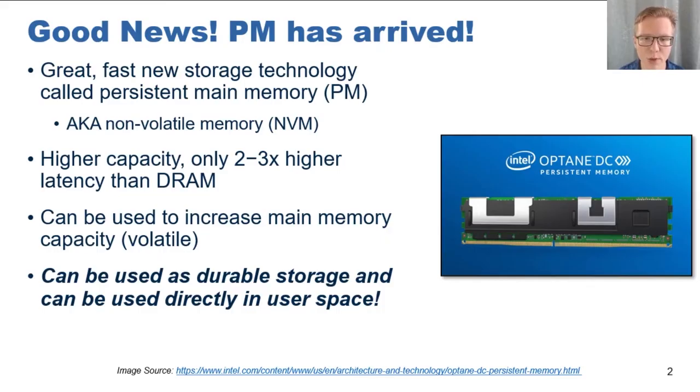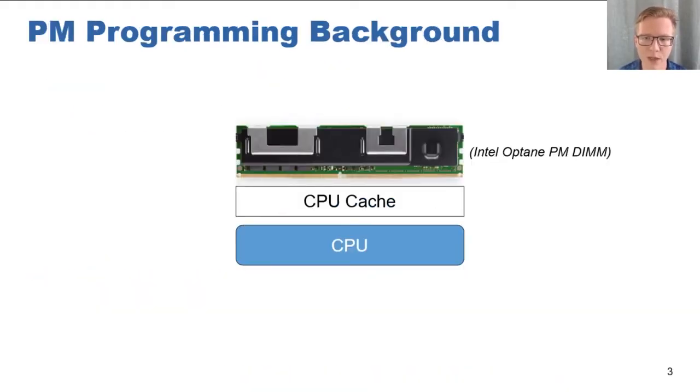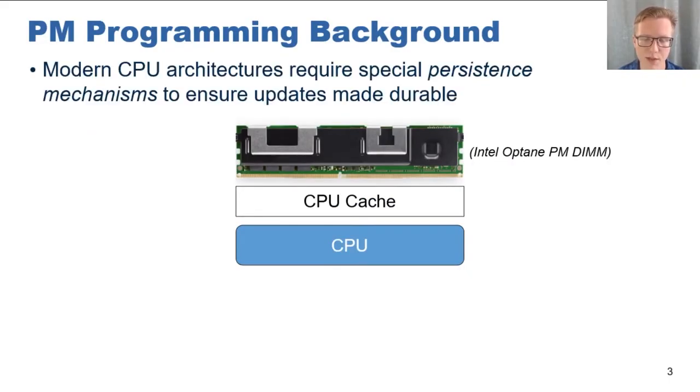Furthermore, as persistent memory is main memory, it can be mapped directly into a process's address space, allowing an application to directly manage persistent data structures without file system overhead. Today, I'll be talking about persistent memory as it is used as a persistent storage device through direct access. So using persistent memory as durable storage requires using special persistence mechanisms, or durability mechanisms, to ensure updates to persistent memory become durable. Let me demonstrate.